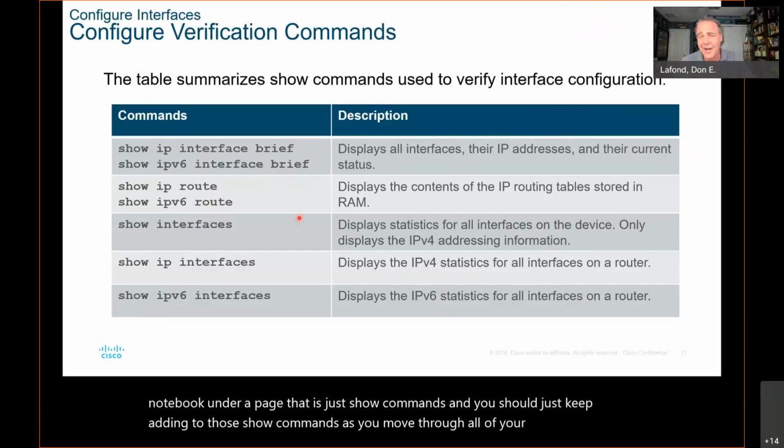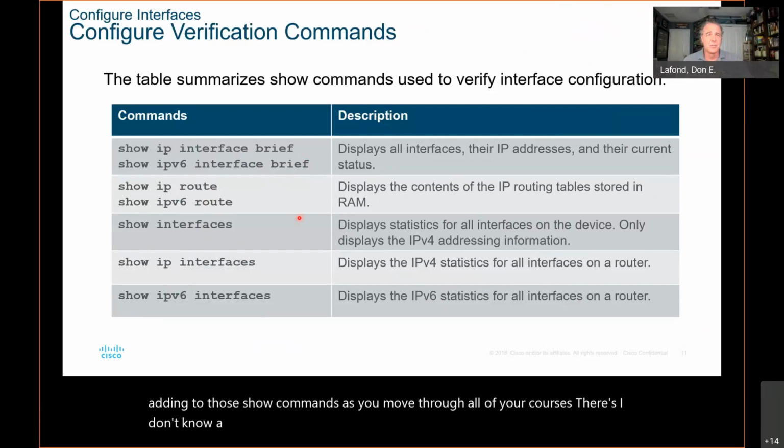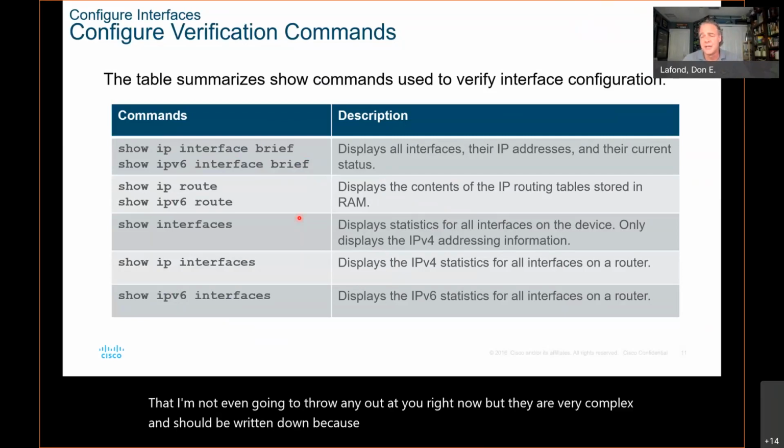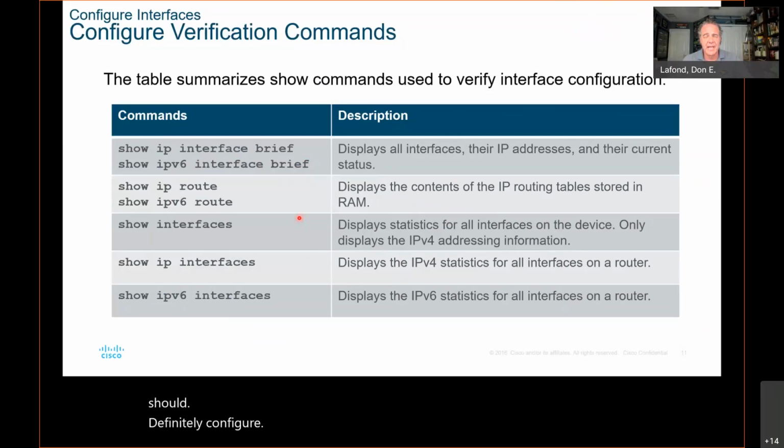There's, I don't know, 100 of them. Some of them are super easy and you'll get used to, like the show IP route. Some of them are very complex that I'm not even going to throw any out at you right now, but they are very complex and should be written down because you use them so rarely. Definitely write them down so you have those notes when you're configuring or verifying your connectivity.